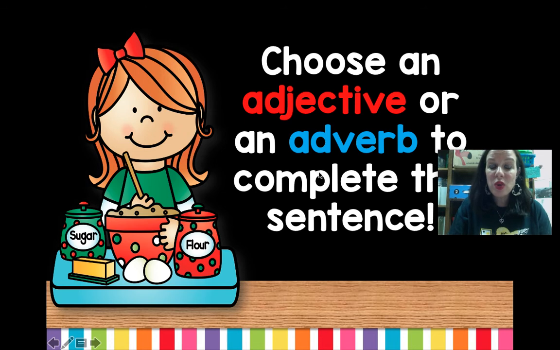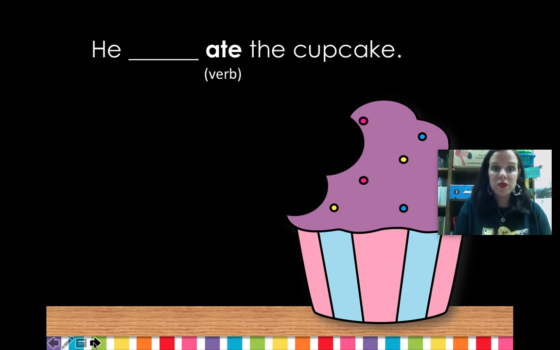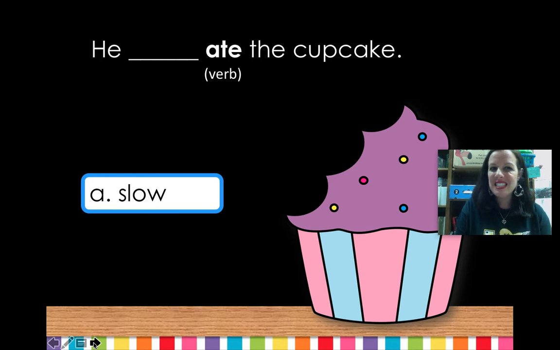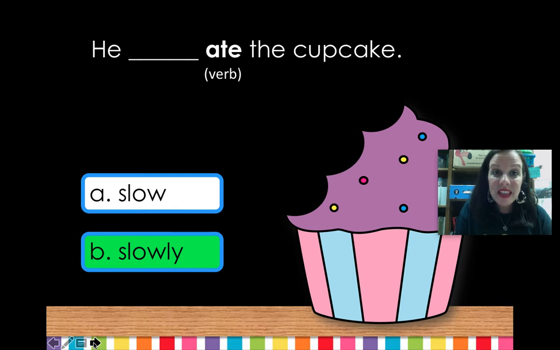Choose an adjective or an adverb to complete the sentence. He blank ate the cupcake. Ate is a verb. It's an action word. So I'm going to need an adverb. Adverbs tell me how, they tell me when, they tell me where. So the answer to this has to tell me how, when, or where. He slowly ate the cupcake.